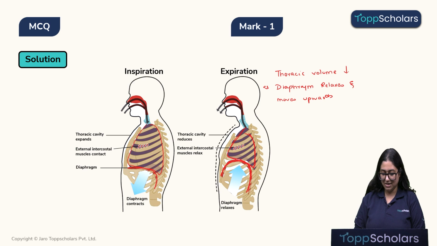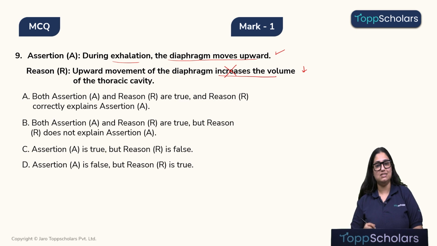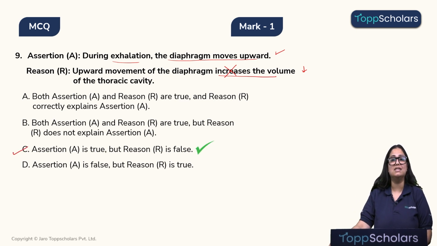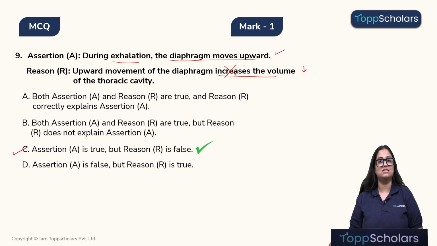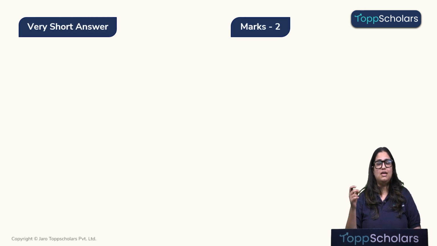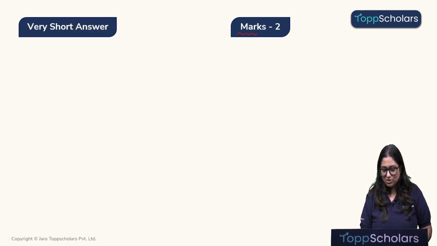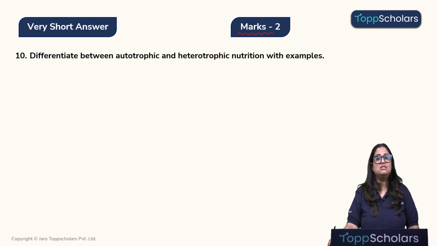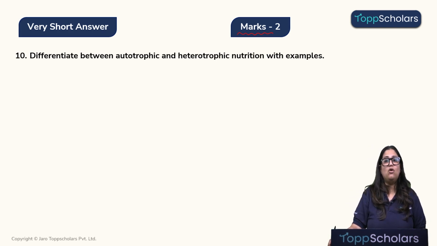Look into this diagram again. You can see how the volume of the thoracic cavity is reduced. Therefore, the correct answer is option C, where the assertion is true but reason is false. Alright children, now let's move to 2 marker questions, that is a very short answer category. First question is, differentiate between the autotrophic and the heterotrophic nutrition with examples.